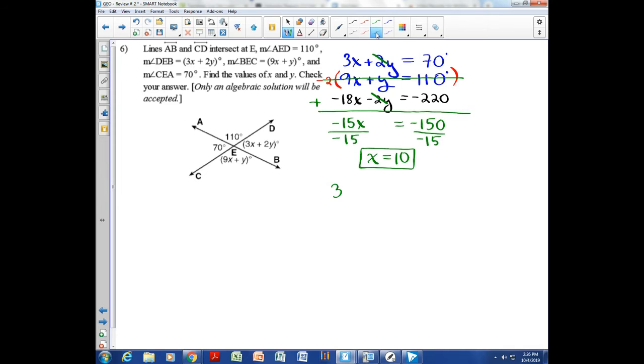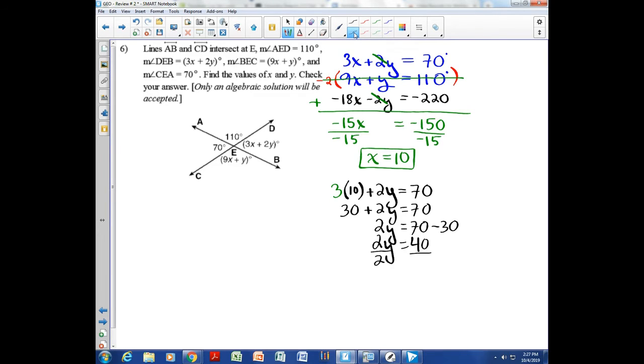So my 3x is now 3 times 10 plus 2y is equal to 70. 3 times 10 is 30 plus 2y is equal to 70. I'm going to bring the 30 to the other side and subtract it. 2y is equal to 40. Divide both sides by 2. And my y is equal to 20.